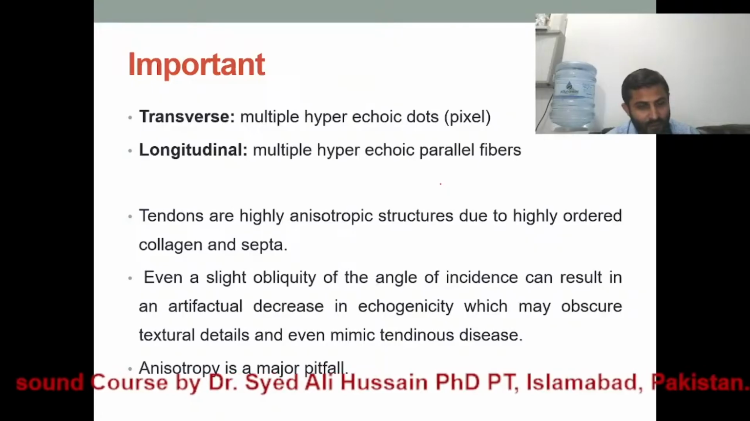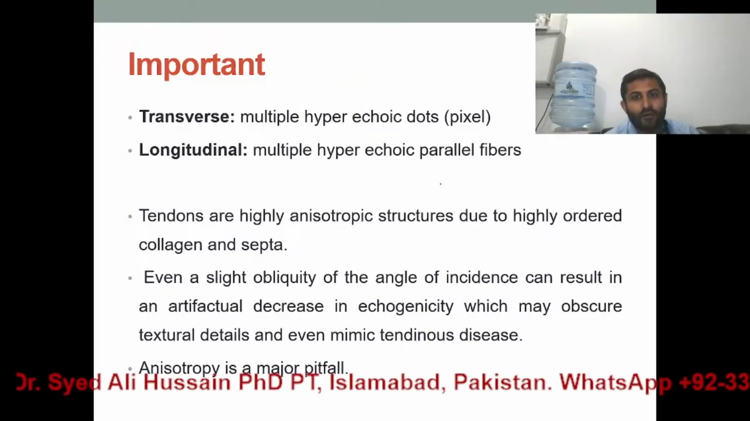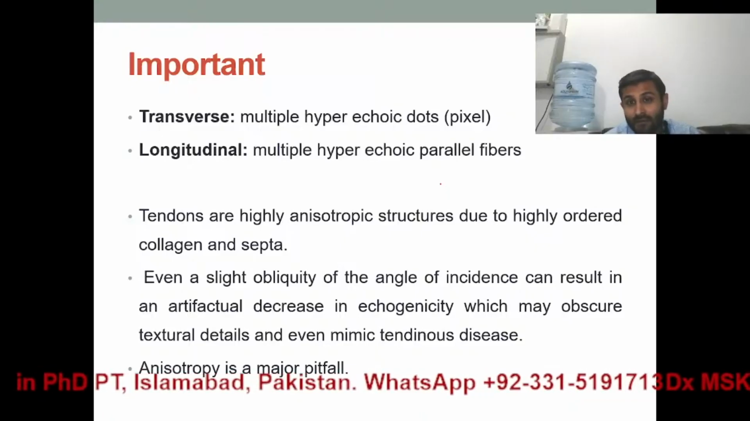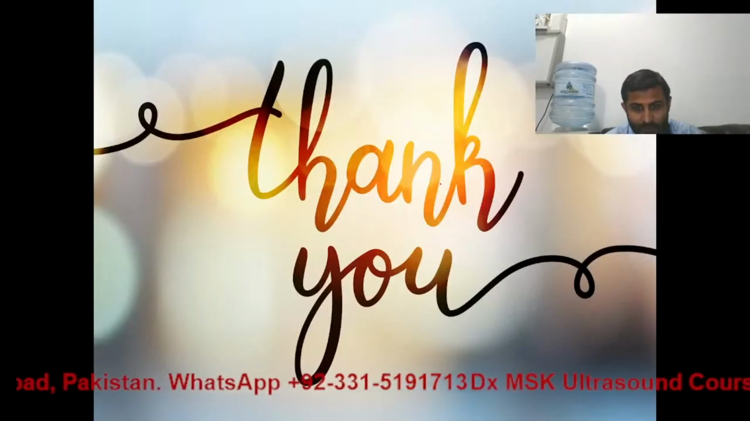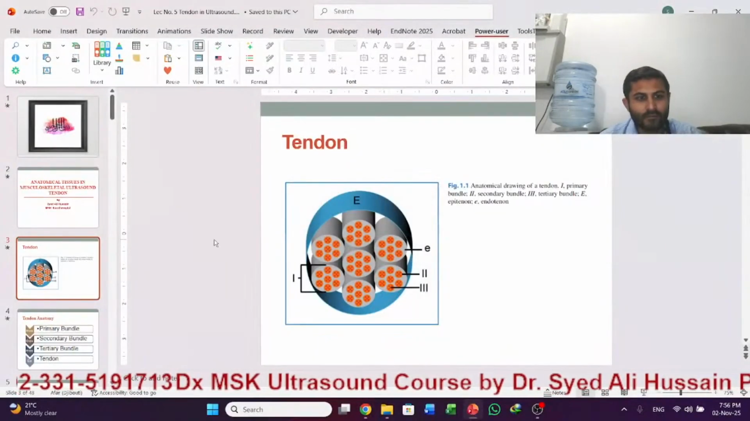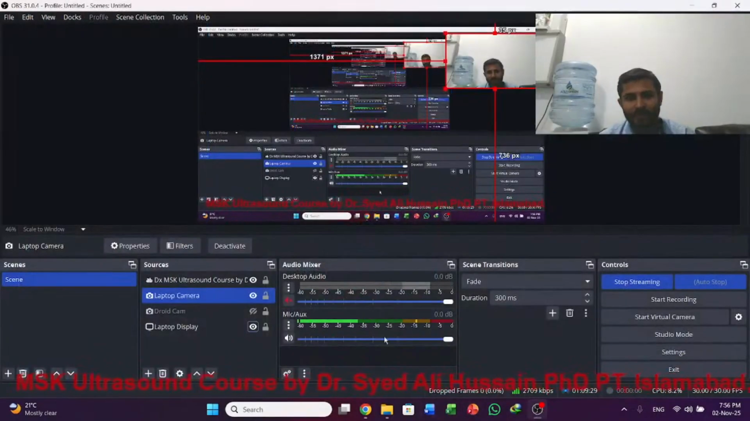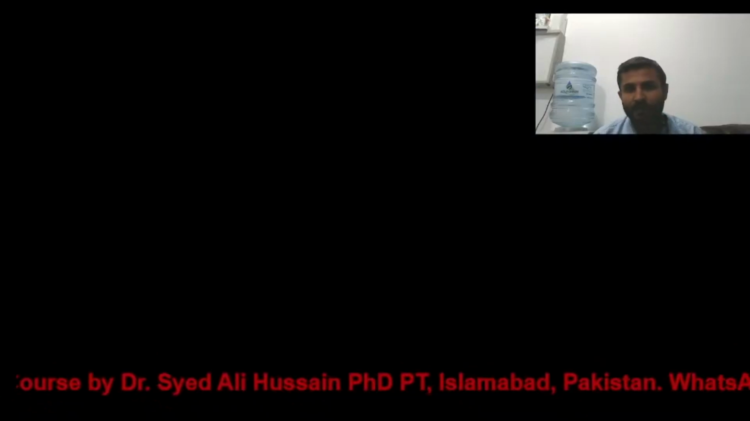Okay, so in the transverse axis or short axis, there can be multiple pixelated dots, and in the long axis, there can be a fibrillary pattern or parallel hyperechoic lines. And anisotropy is a major pitfall; there are chances you will lose the image or make mistakes while scanning the tendons. So let's go to the discussion part.